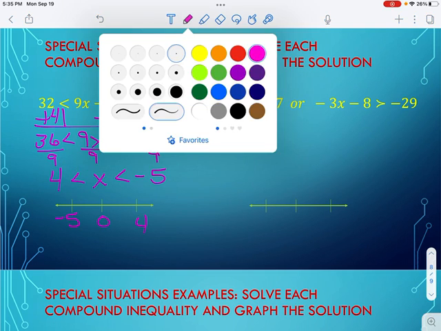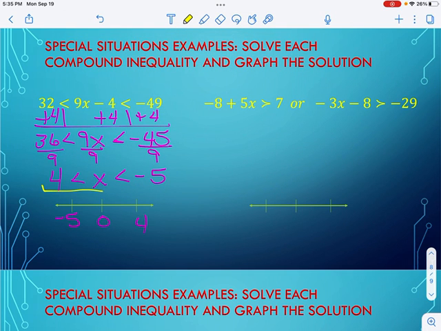So this first one, we'll graph it in a couple colors so we can see. It says 4 is less than x. So what that means is I would have an open circle, and it says 4 is less than x, so x would be greater than 4. The second one says that x is less than negative 5, so it'd be an open circle. X is less than that, so it'd shade to the right.